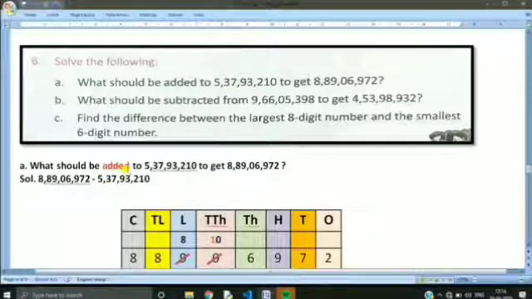So we will be getting the answer of this sum by doing the opposite of addition. We are familiar that the opposite of addition is subtraction. I will be getting the answer by subtracting a smaller number from a bigger number. So let us see the solution.